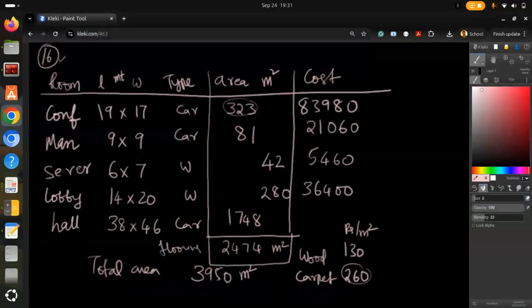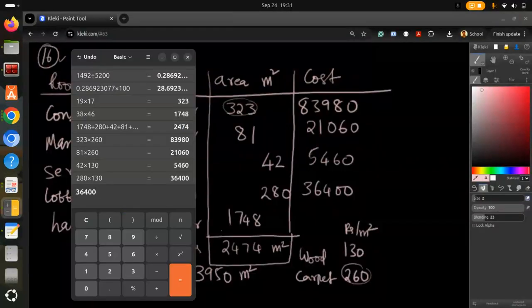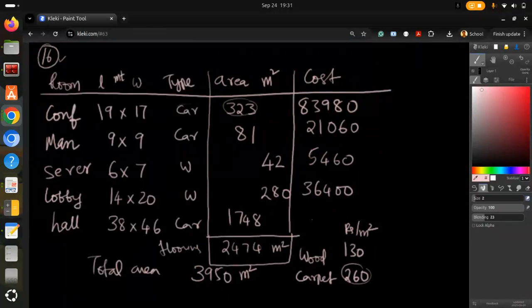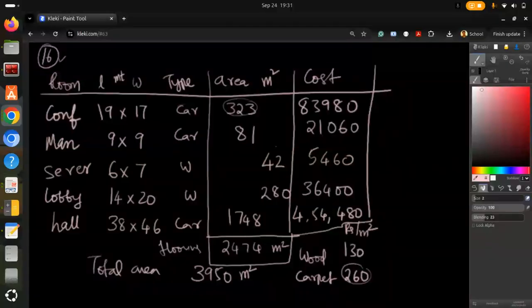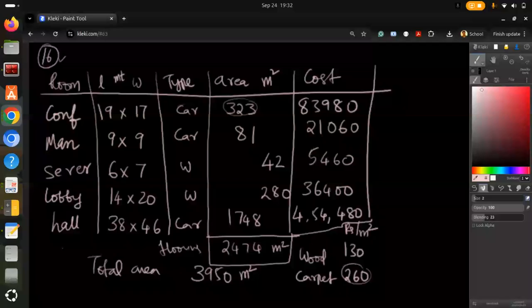And finally 1748 multiplied by carpet, right? So this is going to be a big amount, 1748 multiplied by 260. So 4 lakh 54,480. Okay. So this is the cost. So now obviously I can calculate the total cost also for all this. Let us see at the time. Just trying to make it look good.